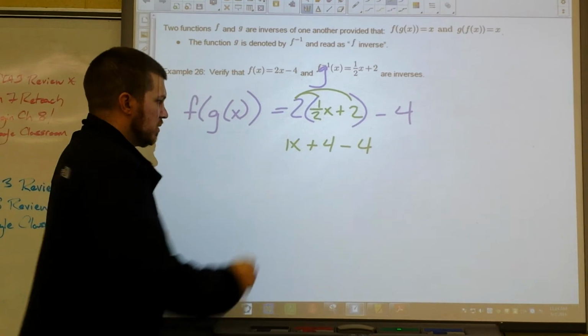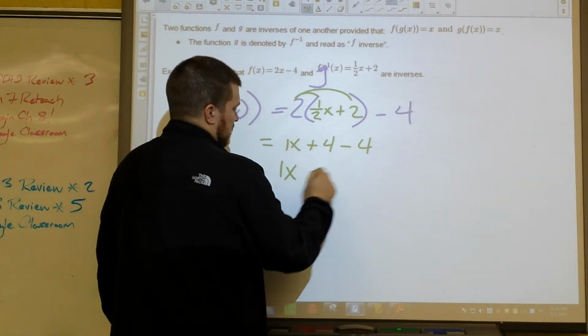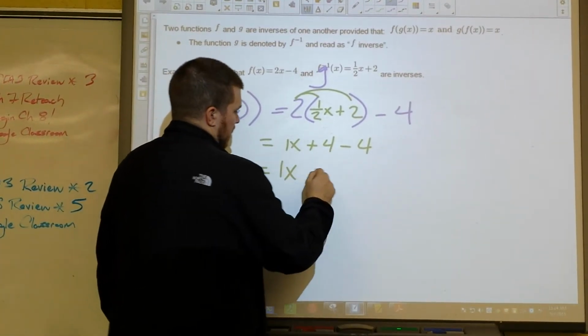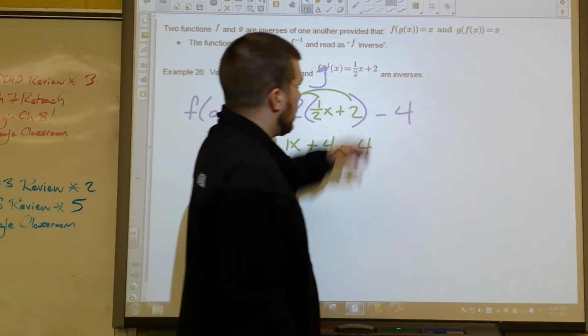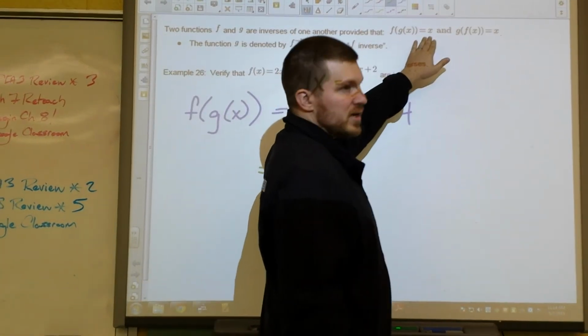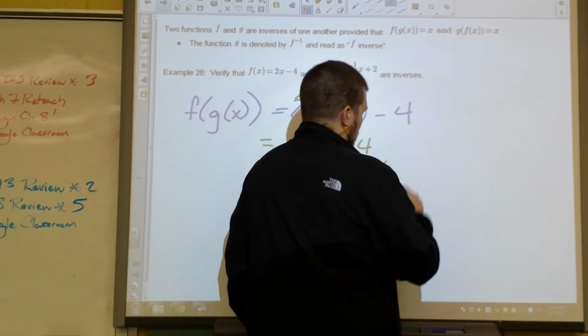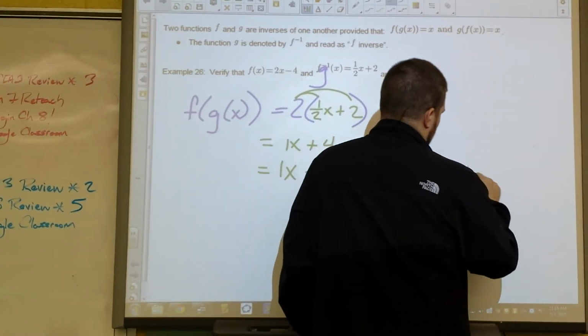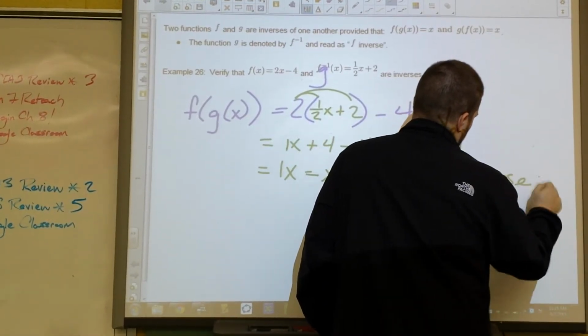Now keep cleaning it up. 1x is left by itself, and that's just x. Hey, but the rule said f of g of x is supposed to be x, so that means they're inverses. Yes, that works. So yes, inverses. It's really that easy.